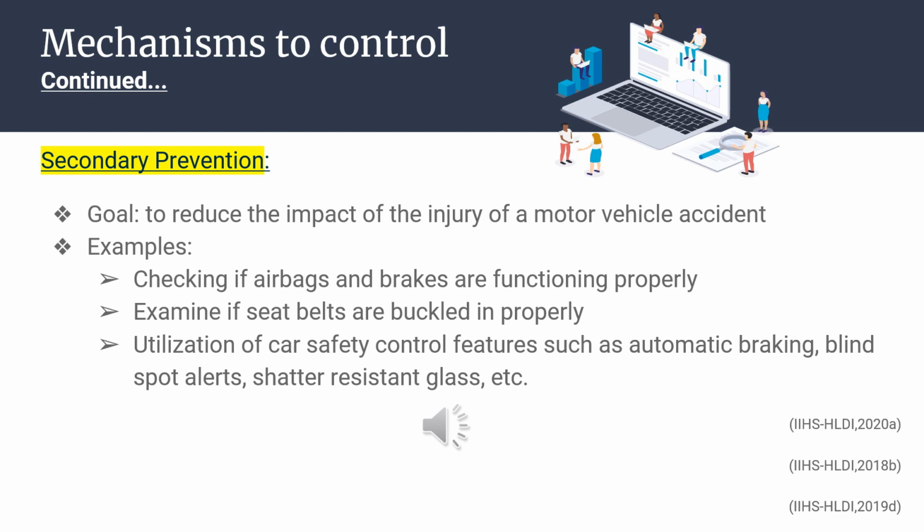And then we have the help of technology. Motor vehicle accidents are unpredictable sometimes. You can do everything right, but someone else can still crash into you. So the utilization of car safety controls such as automatic braking, blind spot alerts, shatter-resistant glass, and so much more have been created to protect against the unpredictable.